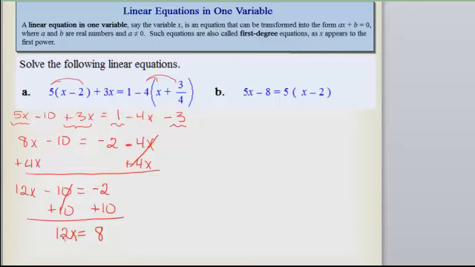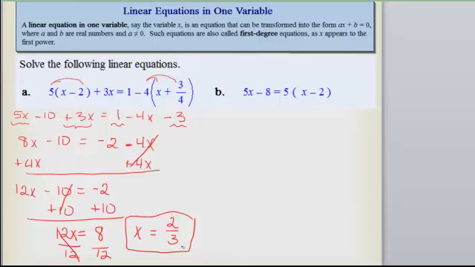Okay, now this says 12 times x. To get rid of times 12, we do the opposite, which will be divided by 12. Well, 12 divided by 12 is 1, so we'll get x equals 8 over 12. But 8 over 12 can be reduced to 2/3. So 2/3 will be the solution to this equation.